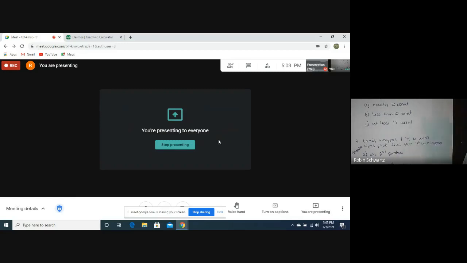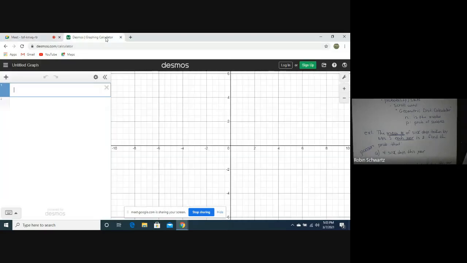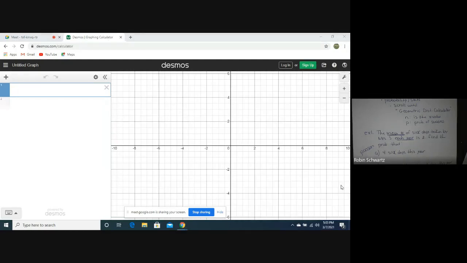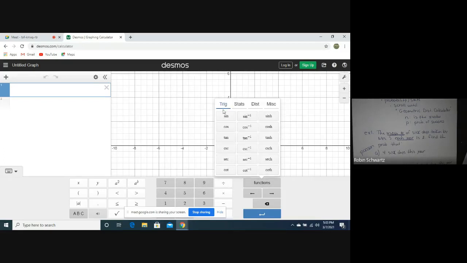So let's go back to the first one, our Poisson. Let's switch over to Desmos and see how this works. So if I go to Desmos, I've already got it loaded up here. Bring up the keyboard here in the lower left, go under Functions. And then up here at the top, 4 tabs: trig, stats, dist, distributions.